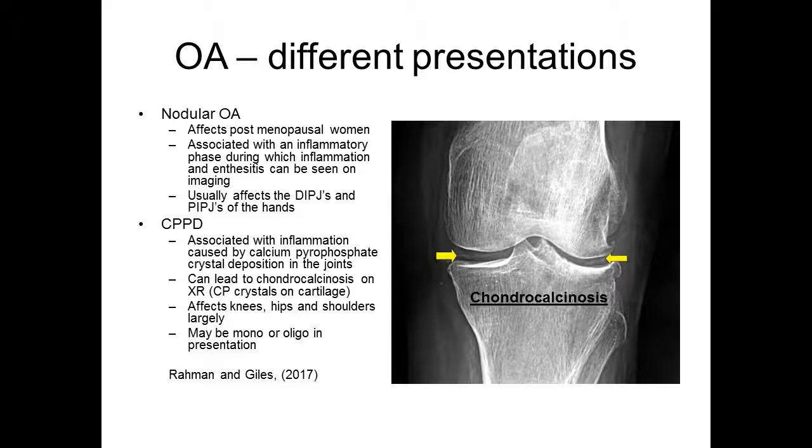CPPD, calcium pyrophosphate disease, is associated with inflammation caused by calcium pyrophosphate crystal deposition in the joint, and can lead to chondrocalcinosis on X-ray, which I put up an image of, which shows the crystals lining along the articular cartilage. It affects the knees, hips and shoulders largely, but can affect multiple joints and present as a polyarthritic presentation. It may be mono, oligo, or, as I've just discussed, poly in presentation, depending on the individual and the underlying driver for the chondrocalcinosis. And then secondary osteoarthritis, with a similar presentation, can result from the joint damage associated with that condition.